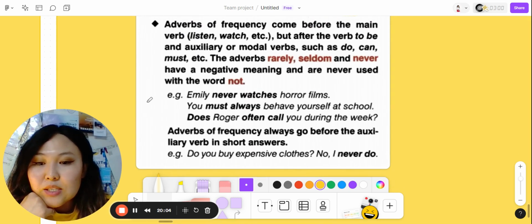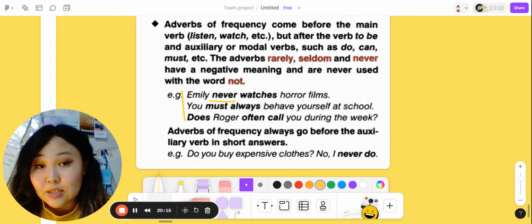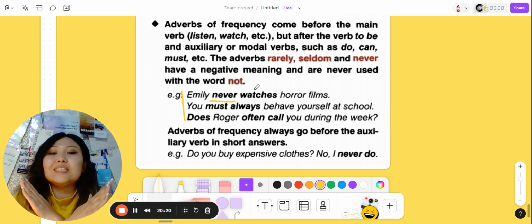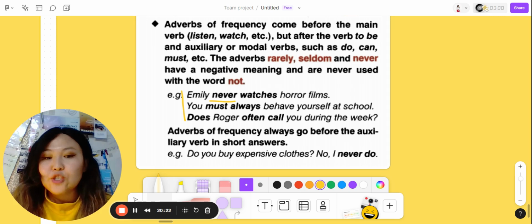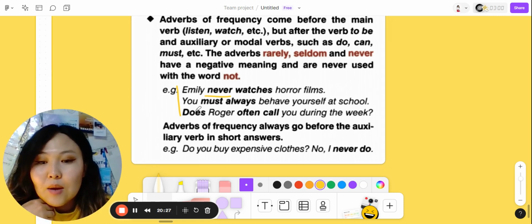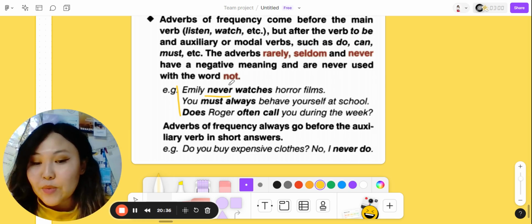So here we see an example which sounds as Emily never watches horror films. Firstly, I'd like to pay your attention to never. I'm sure you remember that we can use only one negation in a sentence. So here we say never, and it means that she doesn't do it. She never watches horror films. She doesn't watch horror films at all. And here we saw that we used our adverb of frequency before the main verb.